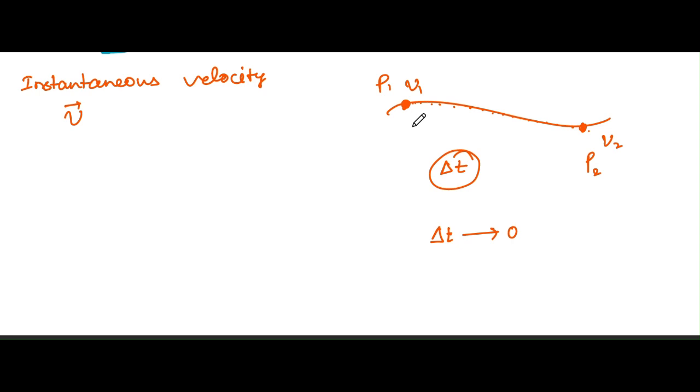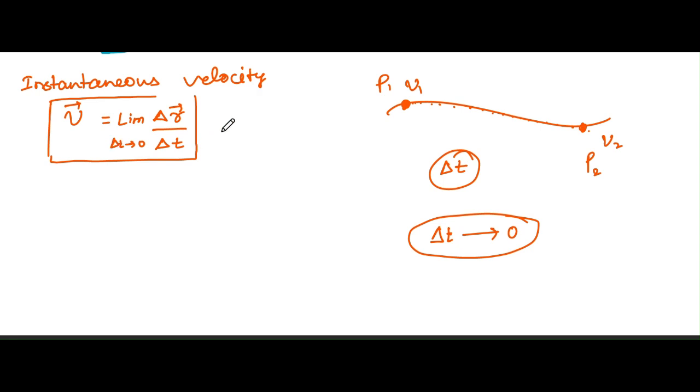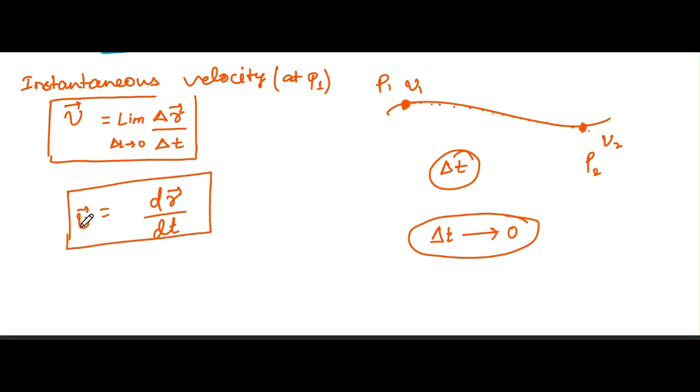If we are making this time interval tending to 0, it means we are nearly at this point, point P1. So instantaneous velocity at point P1, we can write delta r vector divided by delta t. Still it is average velocity, but if we add this limiting factor, here we can write limit delta t tends to 0. That is, we are moving closer to this point P1. And then whatever velocity we will get here will be instantaneous velocity at point P1. And we can write this in short notation dr by dt, that is time derivative of position vector.